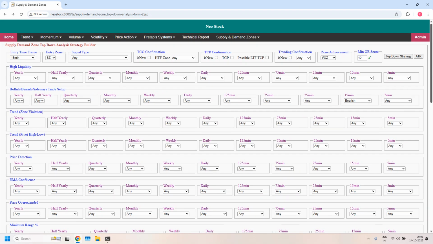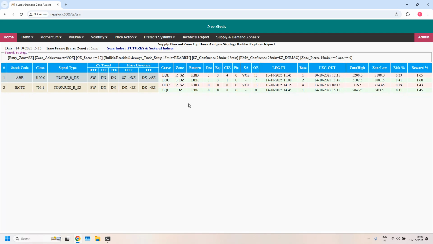And next, the EMA filter. That is 75 minute supply zone with daily EMA confluence. With both these filters, we got 2 stocks. So these two 15 minute supply zones have more high probability to get success, provided lesson 20 checklist items are satisfied. Otherwise, higher chances of zone violation.